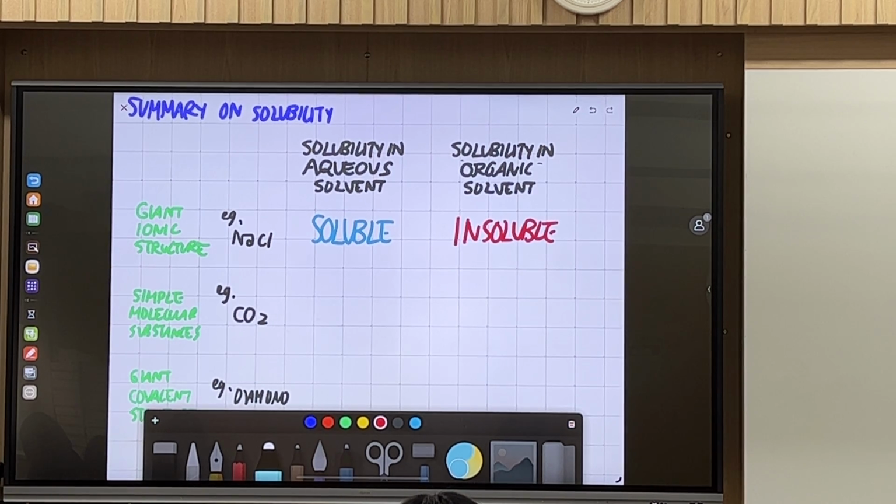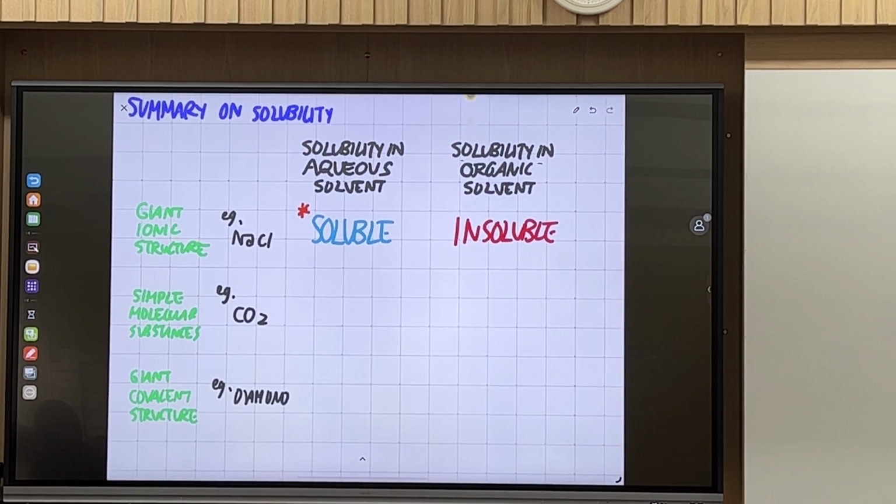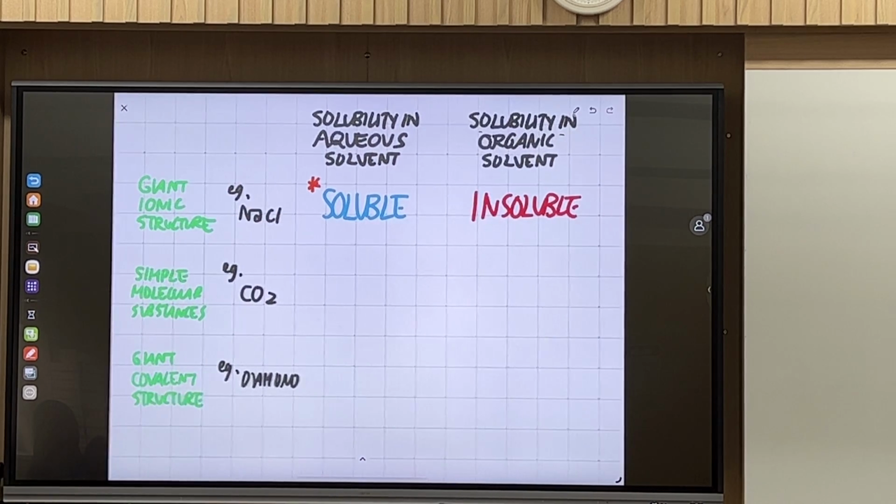But I have to put a star here because it's just mostly soluble. There are some ionic compounds that are actually not soluble in water, and we'll turn to that in a much later chapter in acid and base. So I have to put a disclaimer here. It's usually soluble. Salt is soluble. There are some other salts that are not soluble though. Okay, more on that later.